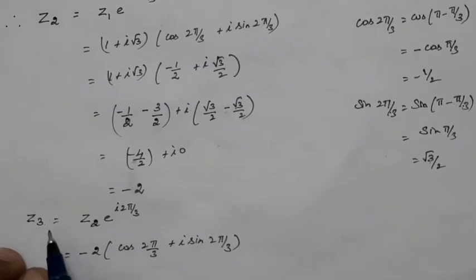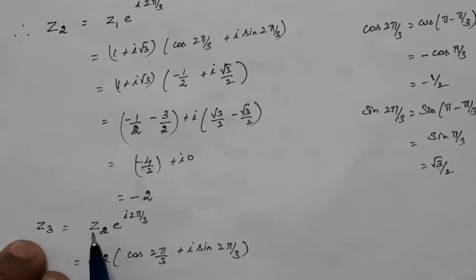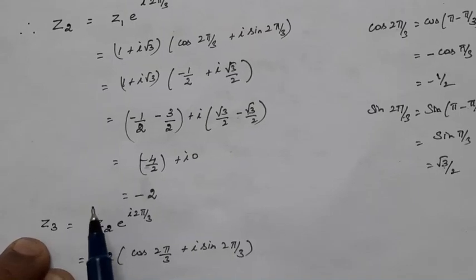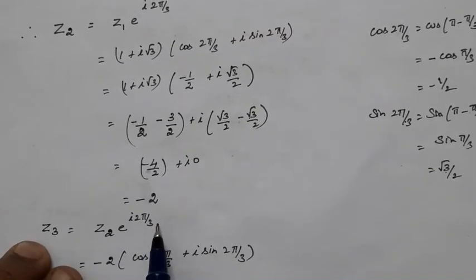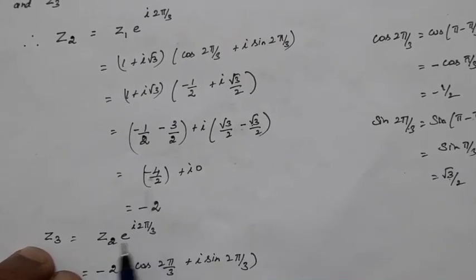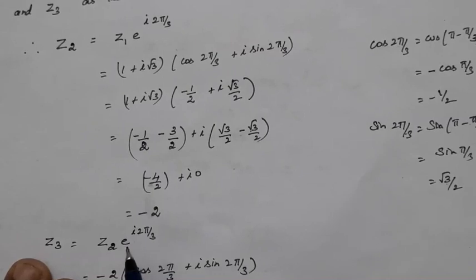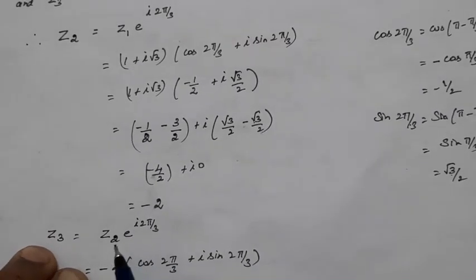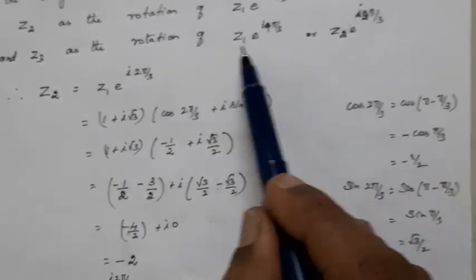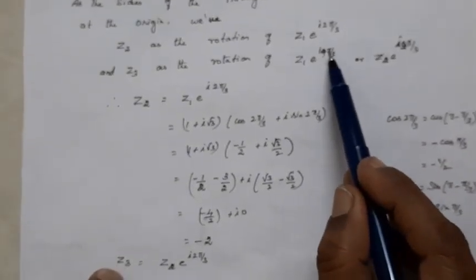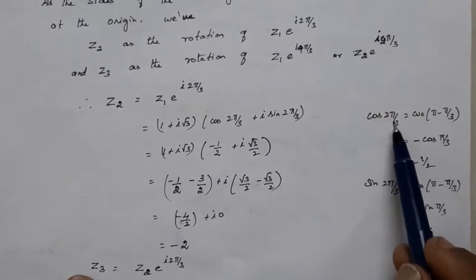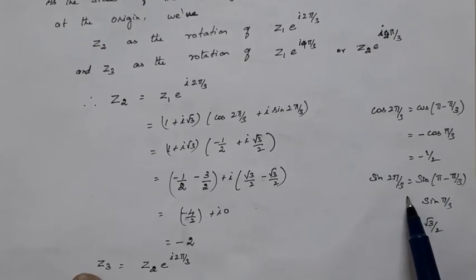Now, Z3. Z3 can be obtained either by rotating Z1 by 240 degrees, that is 4 pi by 3 radians, or by rotating Z2 by 120 degrees, that is 2 pi by 3 radians. That is obtained by multiplying e power i 2 pi by 3 into Z2. So, Z3 is equal to Z2 into e power i 2 pi by 3. Why I have chosen this one means already we have found the value of 2 pi by 3. If we use Z1, we have to again find out 4 pi by 3. Instead of that, let us use Z2 into e power i 2 pi by 3 because we know the value of cos 2 pi by 3 and sin 2 pi by 3.